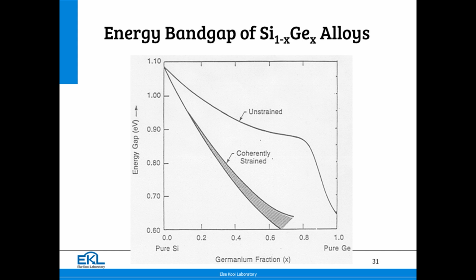The band gap, silicon, germane, unstrained, but that is not what we are after. It's of course this one that we are after. We are growing strained layers. For instance, 20% germane in the silicon lattice here creates a band gap, a drop in band gap of about 0.2 electron volt.